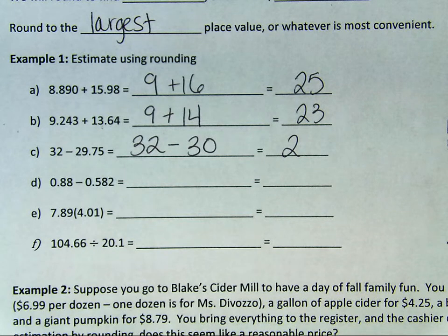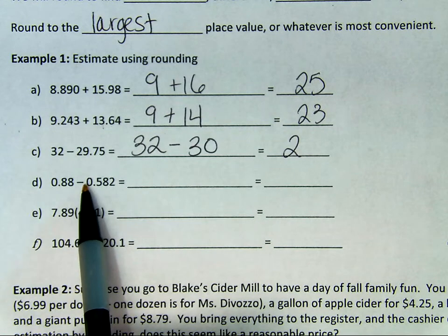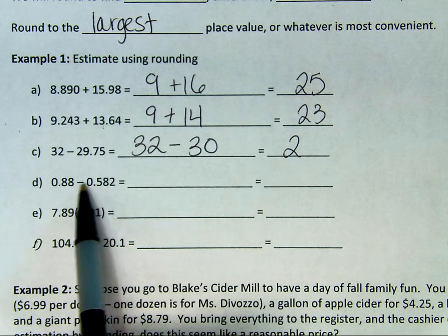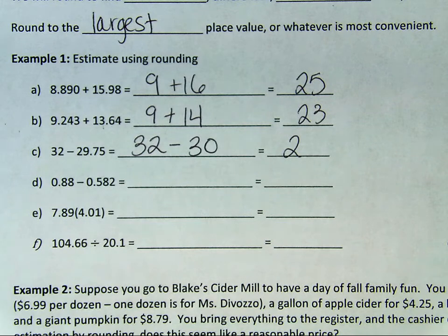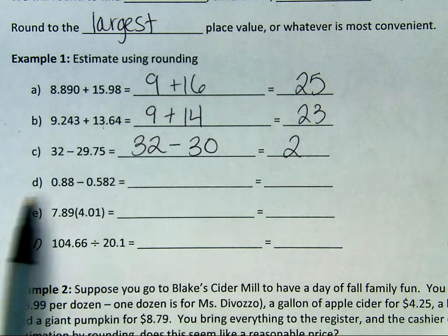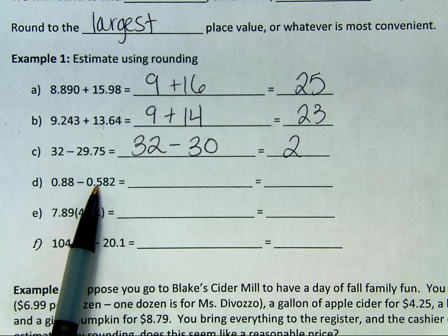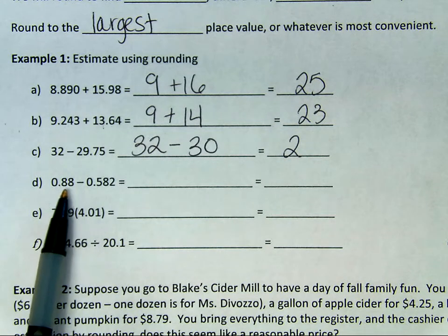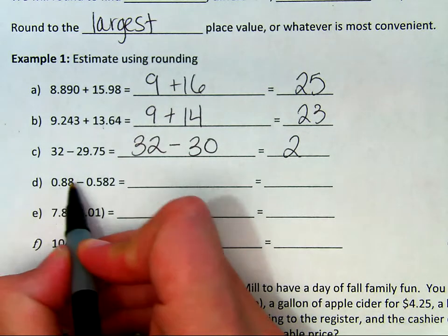Part D is only looking at decimal numbers. Nothing is in the ones place for either of these numbers. There's a 0. So I'm going to round each of these to the tenths place, because if I were to round both of these to the ones place, I would have 1 minus 1, which is 0. And that doesn't really tell me a very good estimate of this difference.